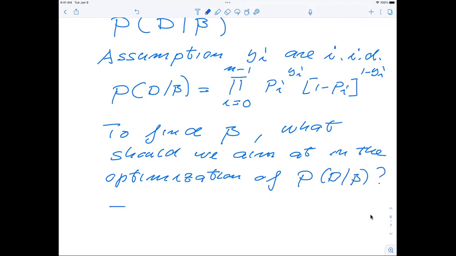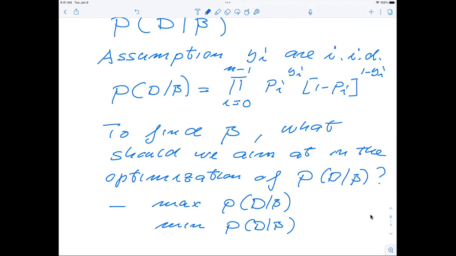So let me give you two answers. Max, the beta which maximizes the probability, or minimizes the probability. So this is an intuitive answer. This is a question about your intuition. If you want something, do you want to maximize the probability or minimize the probability?